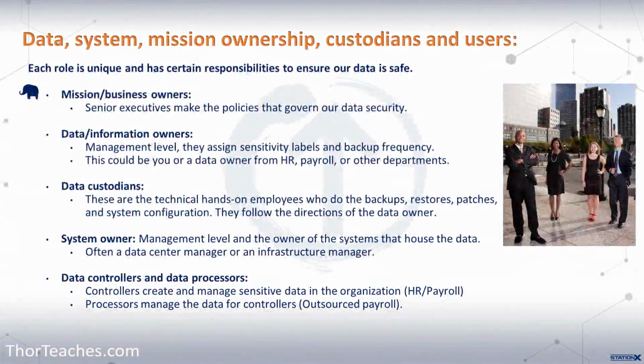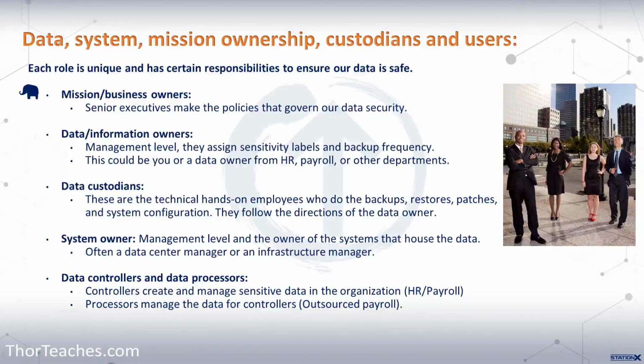In this lecture, we are going to talk about the different types of roles we have in our organization and their responsibilities to ensure that our data is secure. And as you can see with the little elephant over here, this is an important topic. First off, we have the mission or the business owner. This is senior leadership that makes the policies that govern our data security. Remember, they are ultimately liable. Just because they are ultimately liable does not mean anyone else is not liable as well. We need to do our due care and our due diligence.